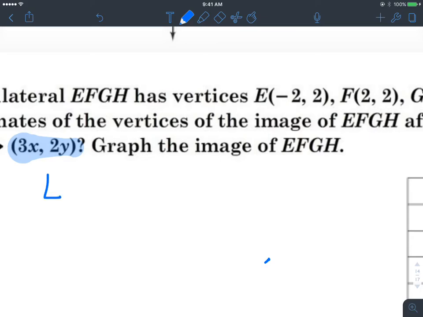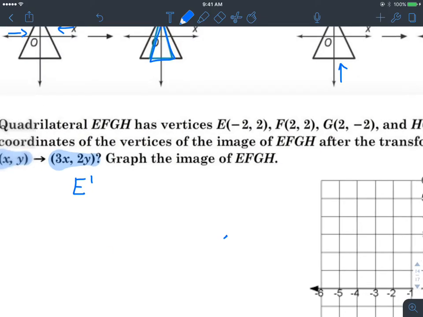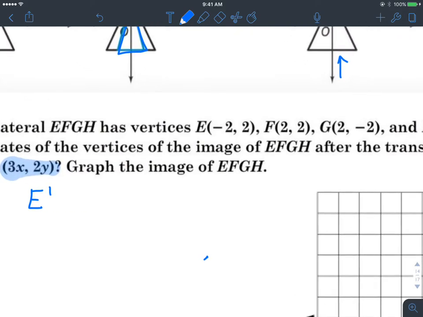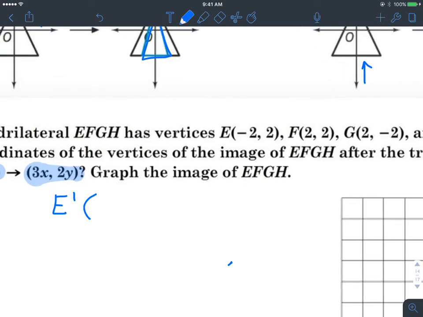So I'm going to go ahead and write out the image, E prime, F prime, G prime, H prime right here. We're going to take E and multiply the x by 3, so that'd be -6, and then multiply the y by 2, so that's a 4. This one is just going to be a horizontal stretch and a vertical stretch at the same time, but you're not doing it by the same number, so it's not considered a dilation. So 3 times x, 2 times y, we got -6 and 4.